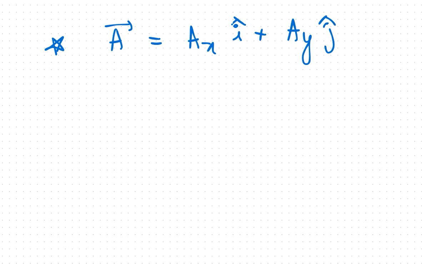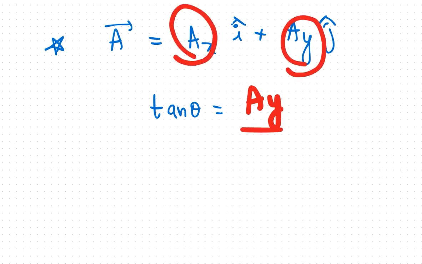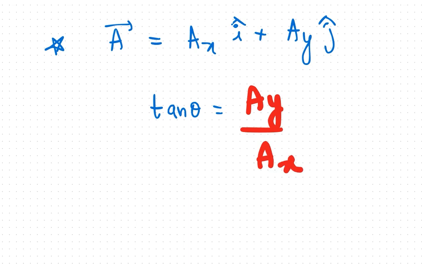So first things first, let's say vector A is equal to Ax i cap plus Ay j cap. What is the value of tan theta? Tan theta would be Ay over Ax, whatever it is in the j component upon x. So if you know the tan theta value, what will be the value of cos theta? Cos theta would be r, and then the Ax component.